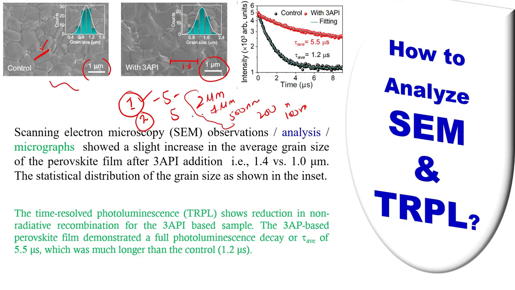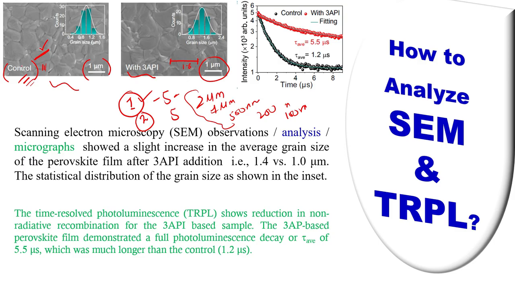So here we have two samples. One is the control sample. This means that this is the pure form, pristine form, original, when there is no modification. The other is the modified one. This means that we have that material, but we add something, 3API, in a solvent, as an additional amount. We want to see the changes to the surface morphology.